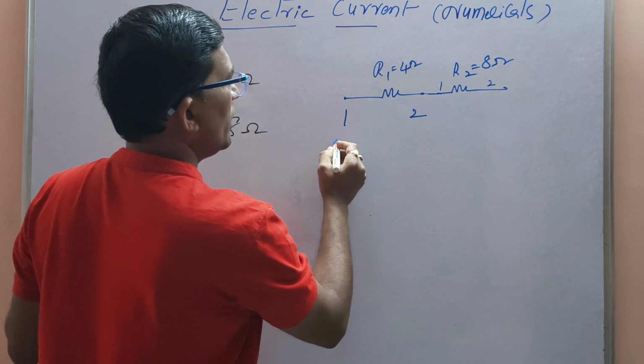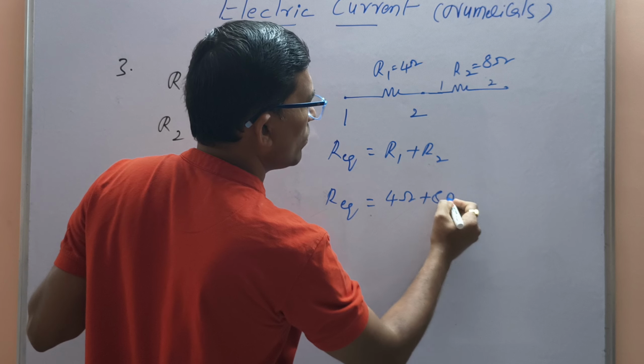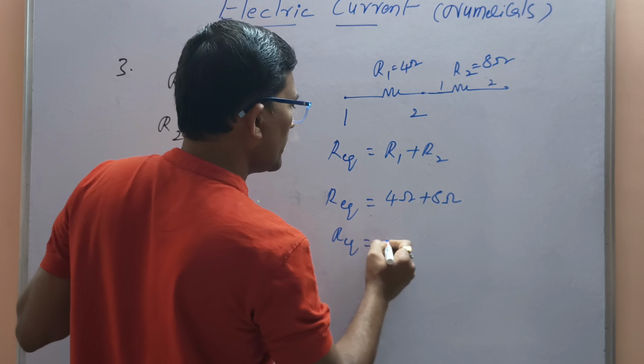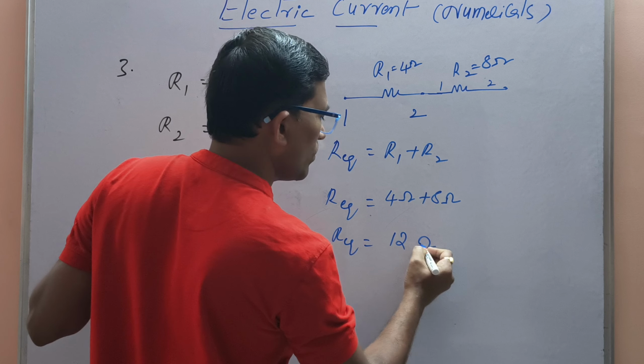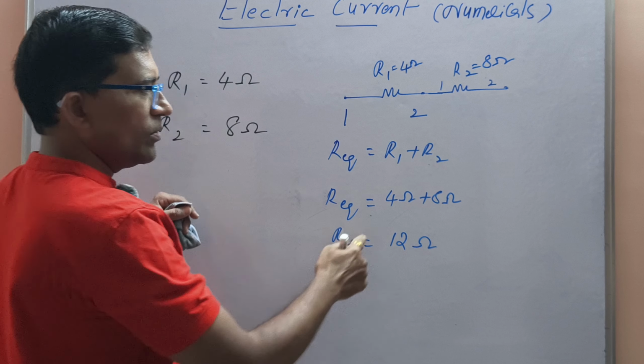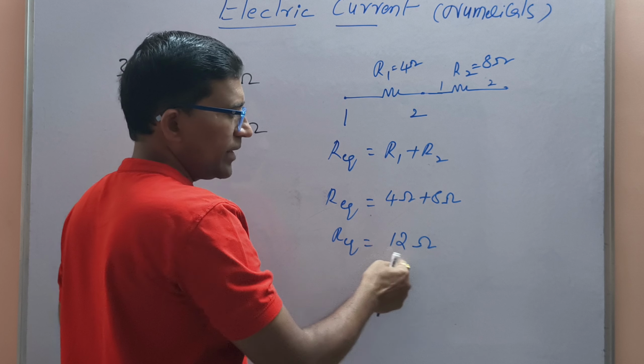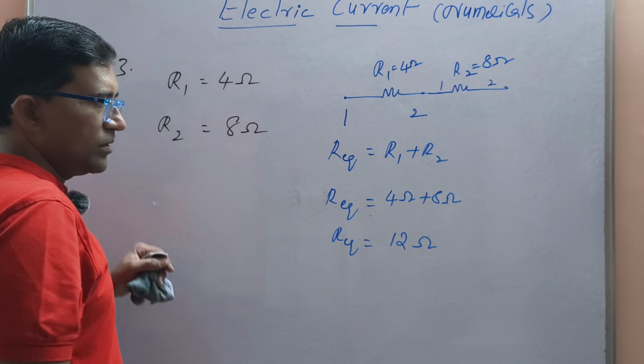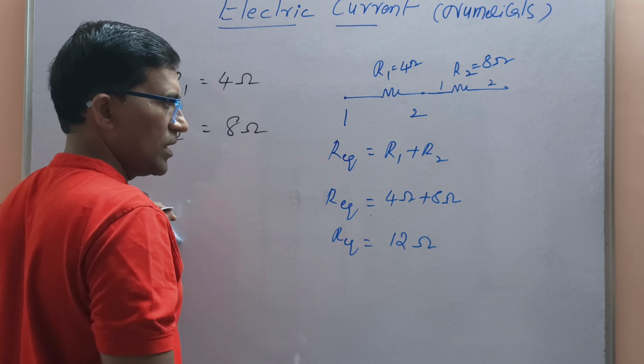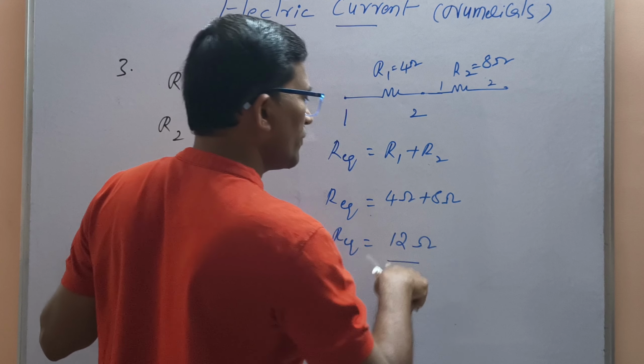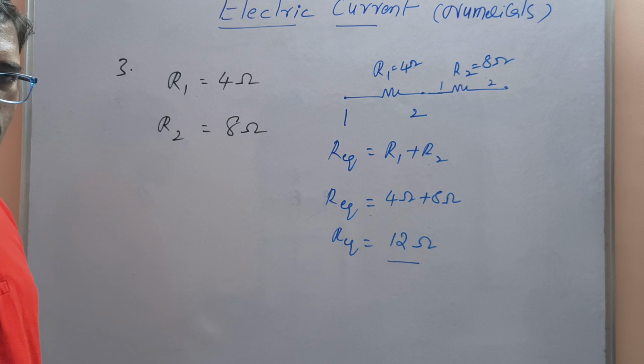Okay, R equivalent resistance. R1 is how many ohm? 4 ohm, and R2 is how many ohm? 8 ohm. If I connect both, R equivalent is equal to 4 plus 8, how many? 12 ohm. While doing the problem, no need to write ohm here. After completing the problem, you should mention that ohm is the unit of resistance. R equivalent is 12 ohm. That is, if it is connected in series, the maximum resistance we are getting.